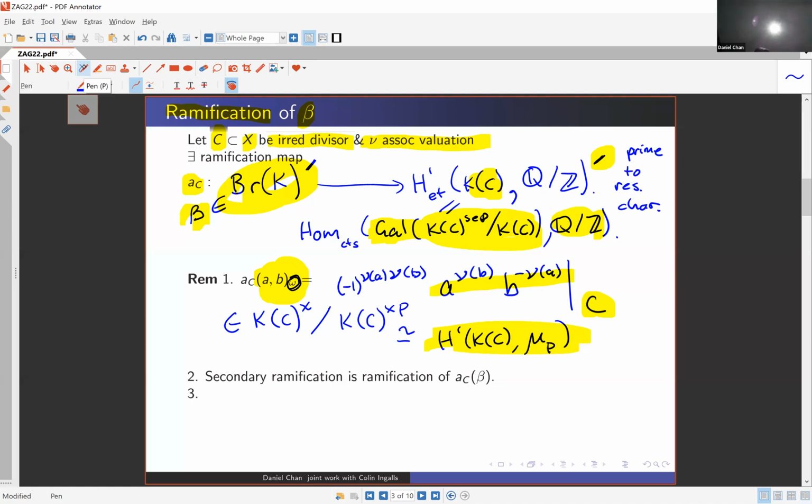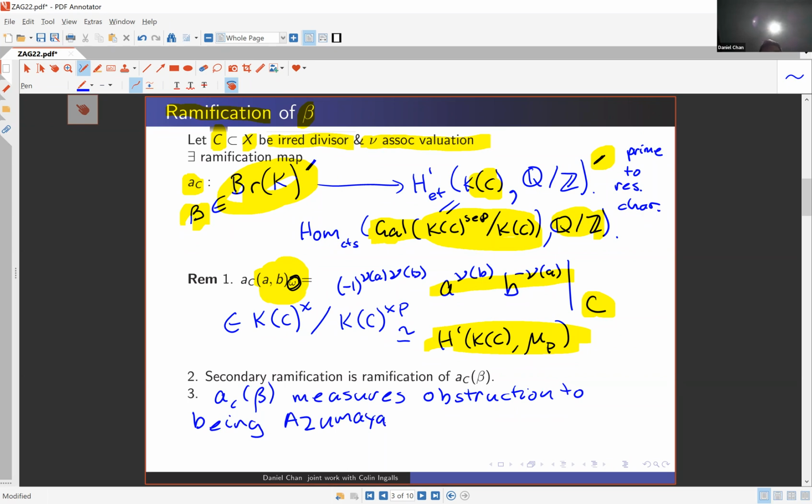The other thing is kind of more of a side. If you want to think of this in terms of the non-commutative algebra side of things, if you try to globalize the notion of central simple algebra, you get an Azumaya algebra. So you can ask, does this come from an Azumaya algebra globally? And this AC basically measures the obstruction. AC of beta measures the obstruction to being Azumaya. Being a central simple algebra means Azumaya at the generic point of X. So you're wondering whether it's also Azumaya at the generic point of C. Okay, so that's why I've called this map A here. It's supposed to be the obstruction to being Azumaya.